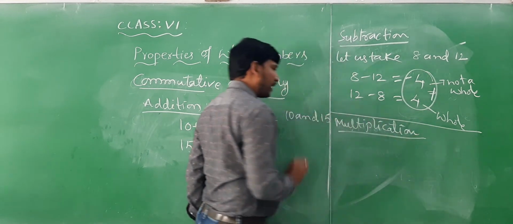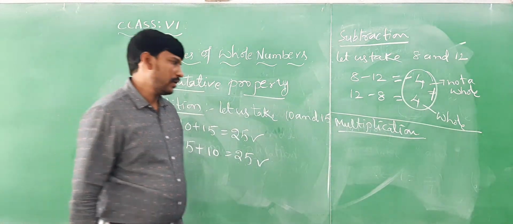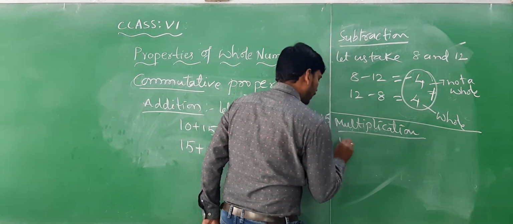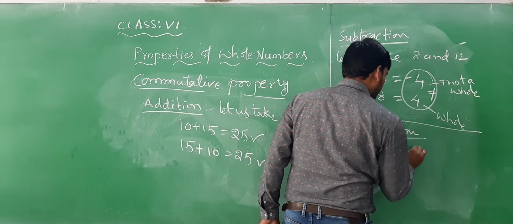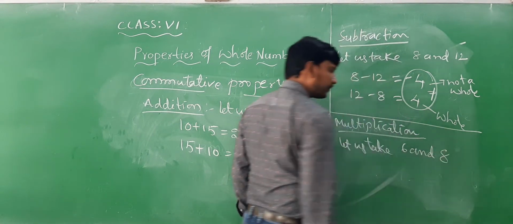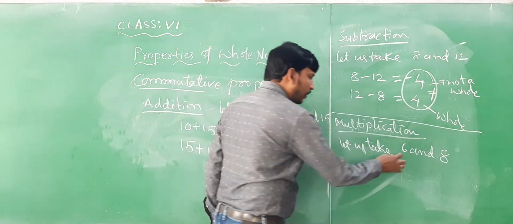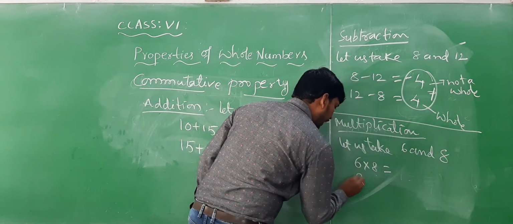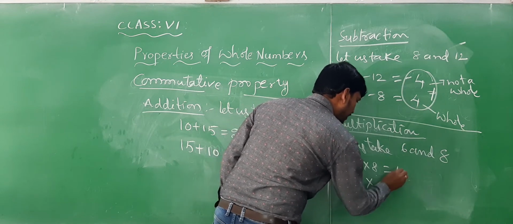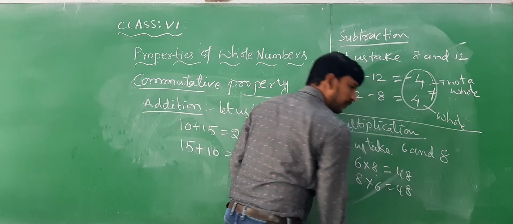So same thing here, multiplication. We know the tables. Okay, it's very simple. Now let us take 6 and 8. 6 and 8 both are whole numbers. The product of 6 and 8: 6 eights are 48, and 8 sixes are also 48. The answer will become 48.